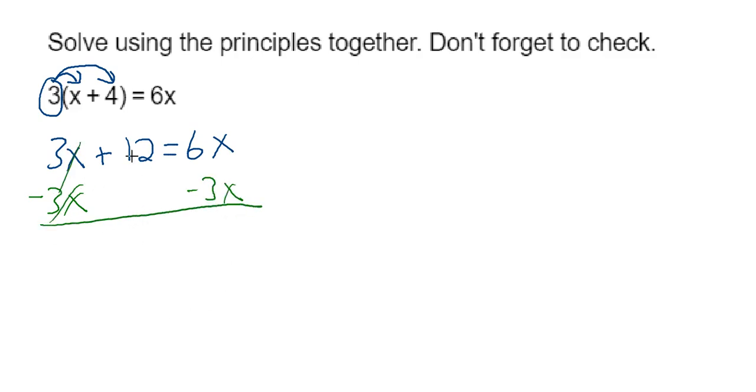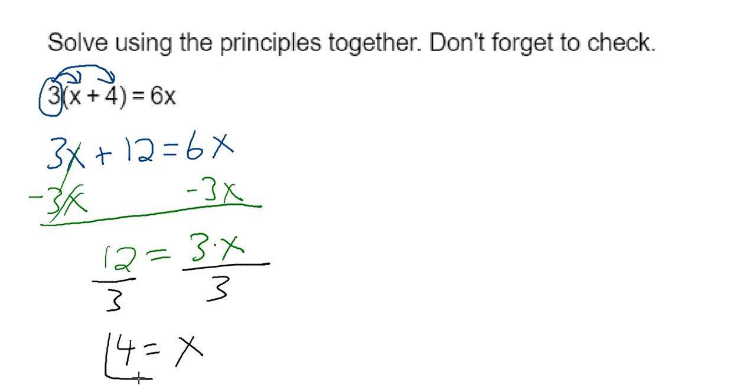So here the 3x's cancel out. We'll have a 12 left over on the left-hand side equals 6x minus 3x, which is 3x. And now to isolate that x, to cancel out that 3 that we're multiplying by, we're going to divide by 3 on both sides. And we'll get that x is equal to 4.